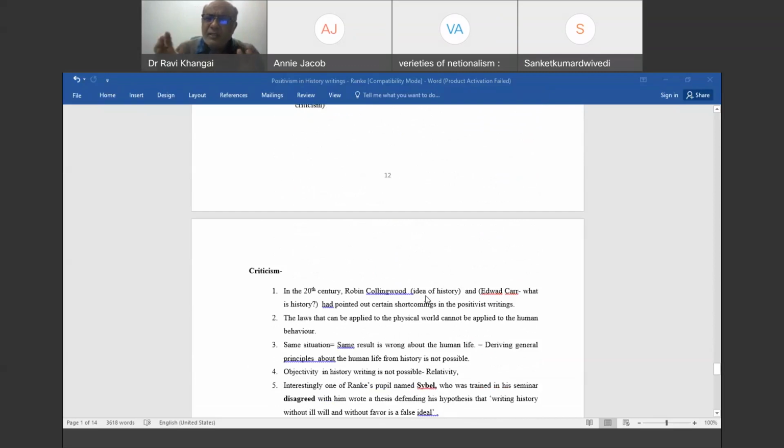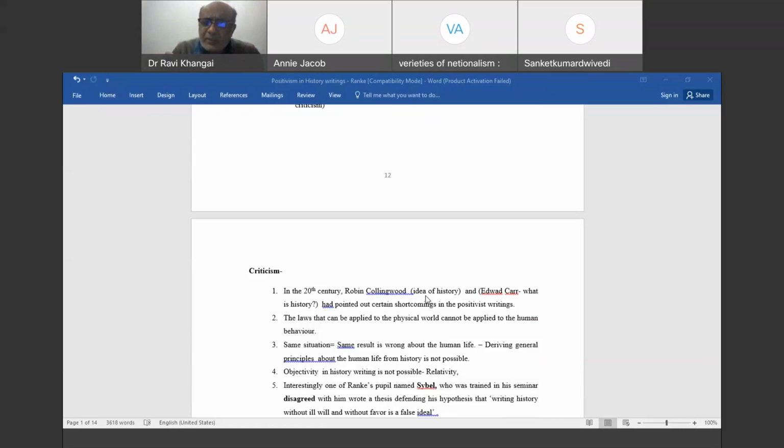For example, the positivist attitude that history can be studied as a social physics is a bit problematic, because human nature is different than the material. A metal may expand every time you heat it, but if you put a human being in the same situation time and again, it's not necessary that he will react in a similar fashion every time. It's quite possible that he may react differently. So you just can't be a kind of objective observer.